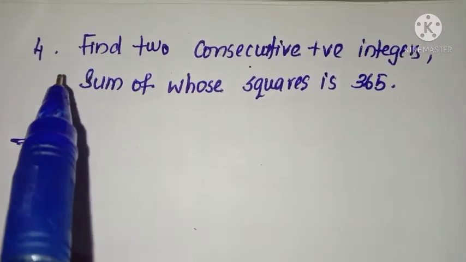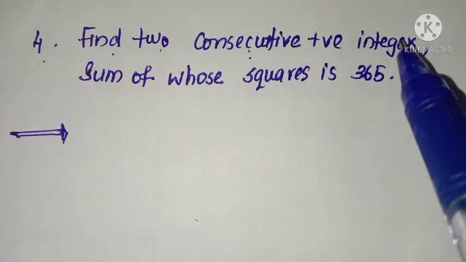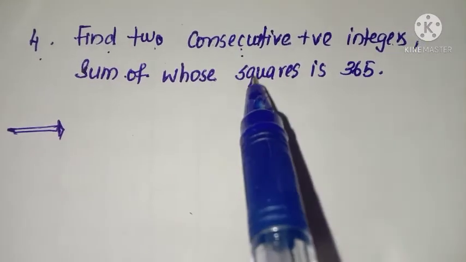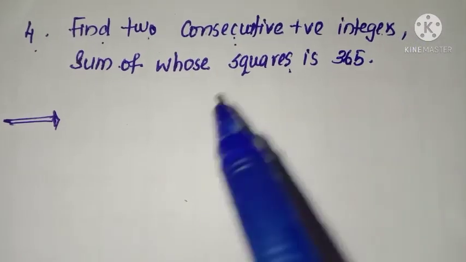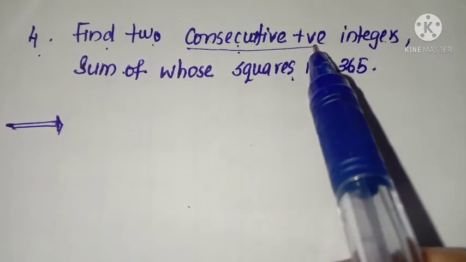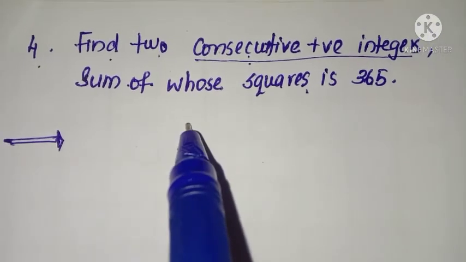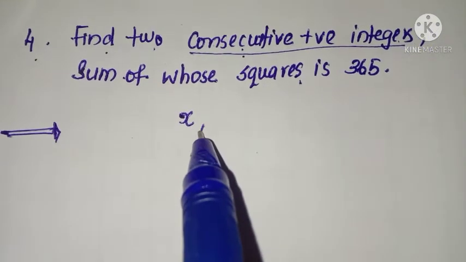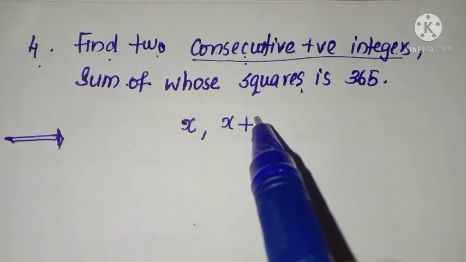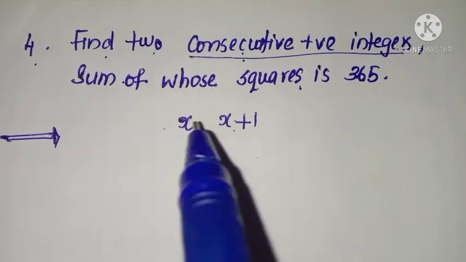Next question, question number 4. Find two consecutive positive integers, sum of whose squares is 365. Okay. So we have to find two consecutive positive integers. So let us take the integers as first integer x, and so the next integer is x plus 1. So these are the two consecutive positive integers.